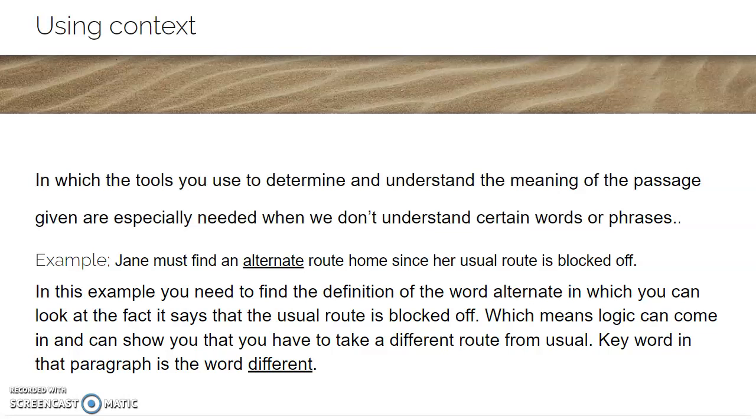Example: Jane must find an alternate route home since her usual route is blocked off. In this example, you will need to determine the meaning of the word alternate, in which you can look at the fact it says that the usual route is blocked off, which means logic can come in and show you that you do have to take a different route than usual. The key word in this paragraph is different, which is the definition of alternate.